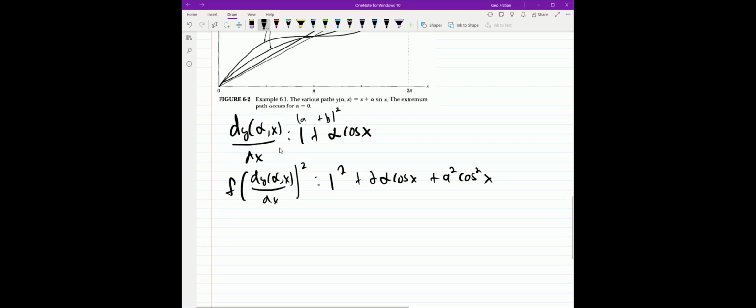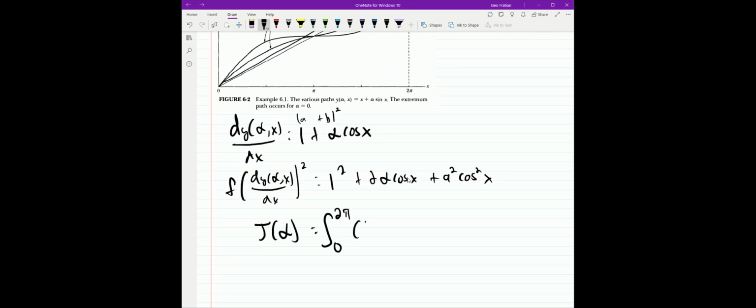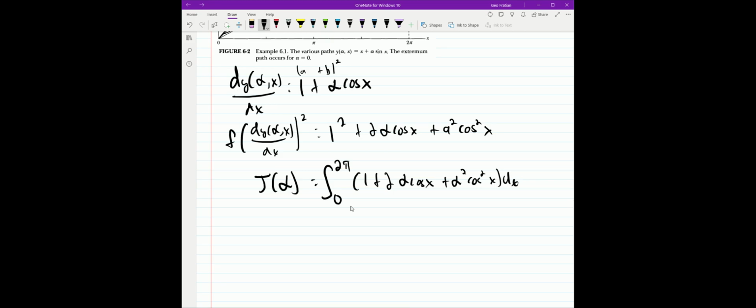And then we get our equation from 6.3, plugging into j of alpha. Integration limits x1 to x2, 0 to 2 pi, because it asked us to do it from 0 to 2 pi, of 1 plus 2 alpha cosine x plus alpha squared cosine squared x dx. Now we can integrate that pretty readily. That's just an x, so I'll just actually do the integral. So x plus 2 alpha sine x plus, oh Jesus.